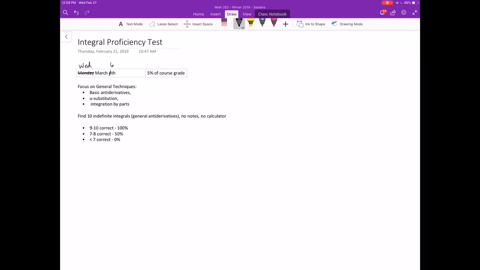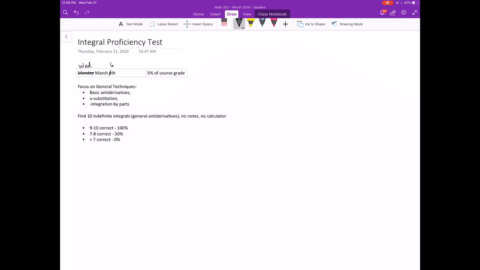And your job will be to find 10 indefinite integrals, no notes, no calculator, so you're going to have to recognize basic derivatives of things you know. So if you haven't begun memorizing those, you're going to want to between now and next Wednesday. And you need to get 9 or 10 correct to get 100%. If you get 7 or 8 correct, you get 50%. Less than 7 correct, you get 0%.